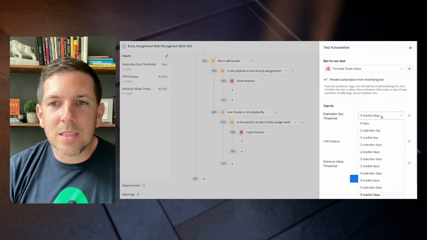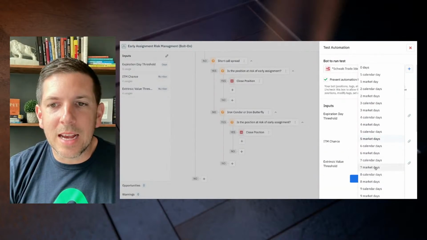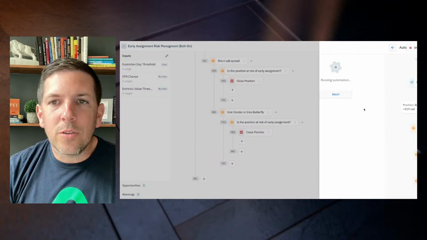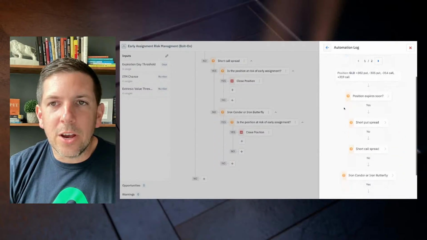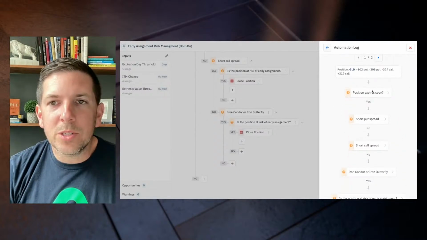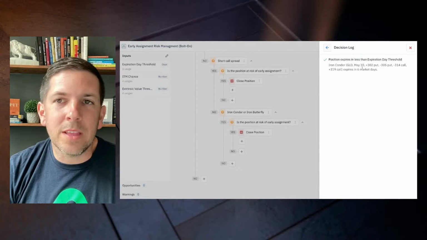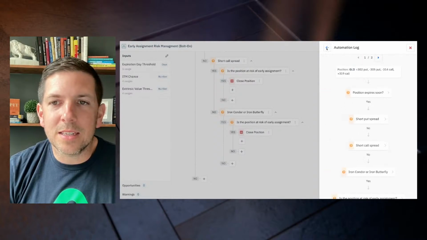Let's run a different test. Let's run this out just so we can get it inside the 7 market days for the GLD position. There you go. You can see that GLD Iron Condor position. Does it expire soon? I only ran the test at 7 days. So yeah, it says yes, 6 days.